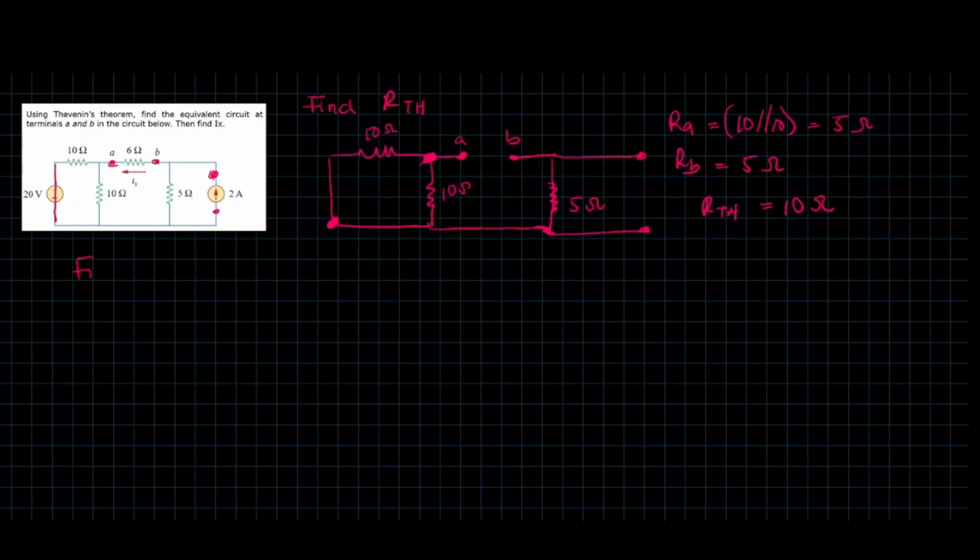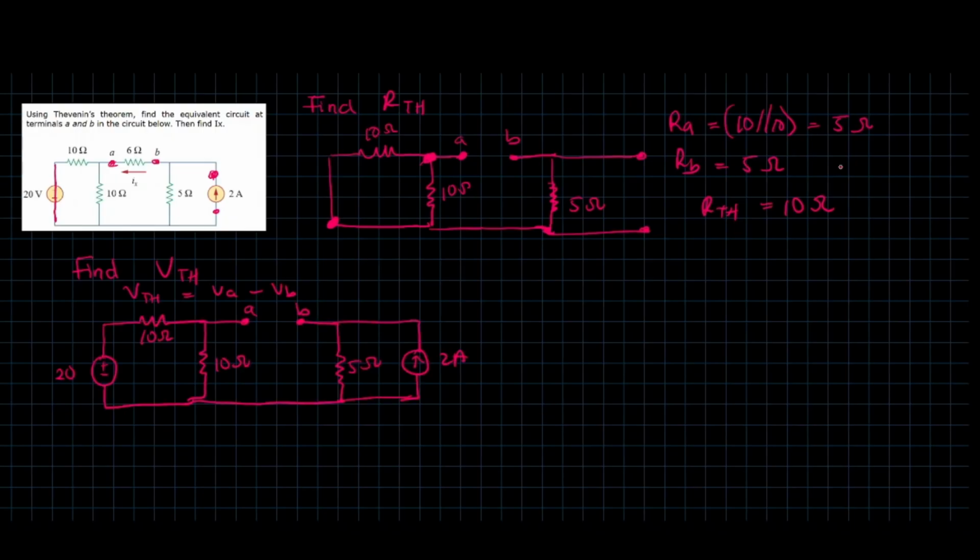And now for VTH, you're going to go with similar tactics, which is VTH equals VA minus VB. So let me draw the circuit out. In this particular case, you're going to find VA. So what is the voltage at this point? It's simply going to be 10 over 10 plus 10 times 20 volts, which is equal to 10 volts. So at this point, what you have is 10 volts. This 10 is actually this 10 on top here over 10 plus 10, so do not be confused.